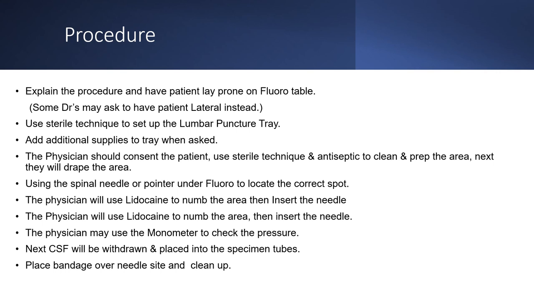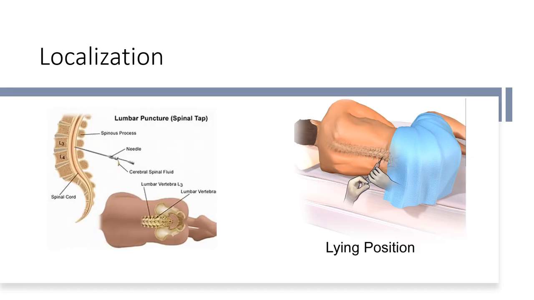Pretty much the same as a myelogram, except there is no contrast. The lumbar puncture is usually in the lumbar, so it's usually going into the L3, L4 space, shown here on the left, and shown on the right is an excellent picture of the lying position when they lay on their left side.